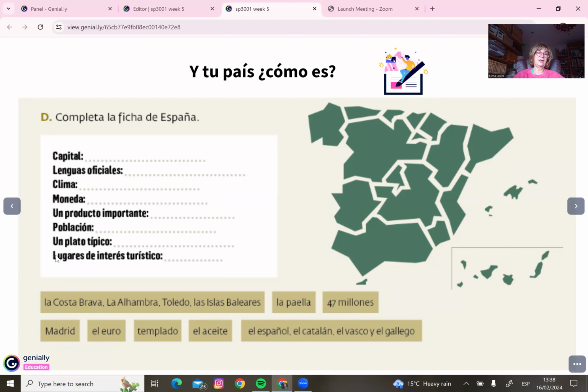Y lugares de interés turístico, Costa Brava. So this is all this area here, Costa Brava. La Alhambra, that is an amazing Arabic palace in the south part of Spain, in the city of Granada. Y Toledo, it's in the south part of Madrid. It's an amazing city to visit, full of history and full of monumentos. Y las Islas Baleares, here, very famous for tourists to go there to enjoy the mild climate, el clima templado, all year round. So you know what to do.